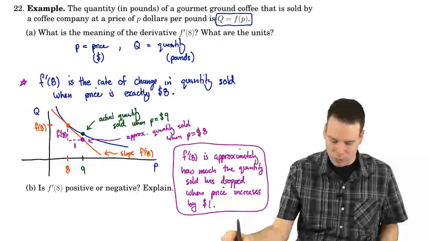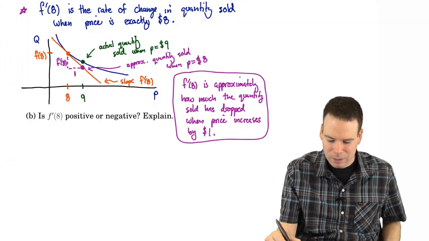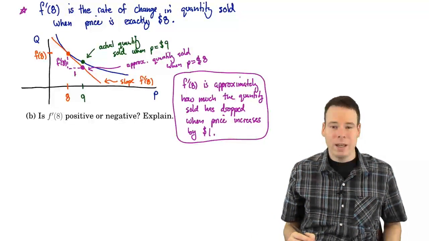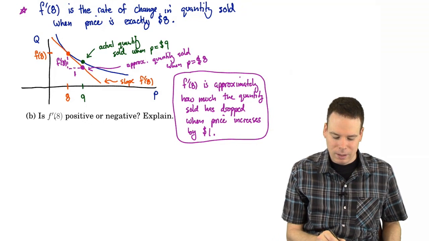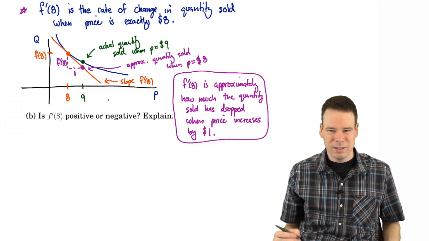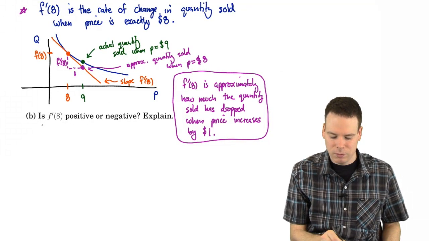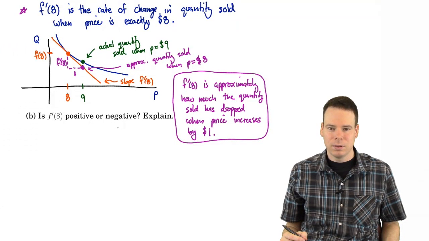Okay, so this next question: is f prime positive or negative? Explain. Well, I sort of already answered the question above by the way I drew the diagram. I drew the tangent line here with a negative slope. Does that seem reasonable, though? Probably should have asked this question before I drew the tangent line. Does it seem reasonable that f prime of 8 is negative?